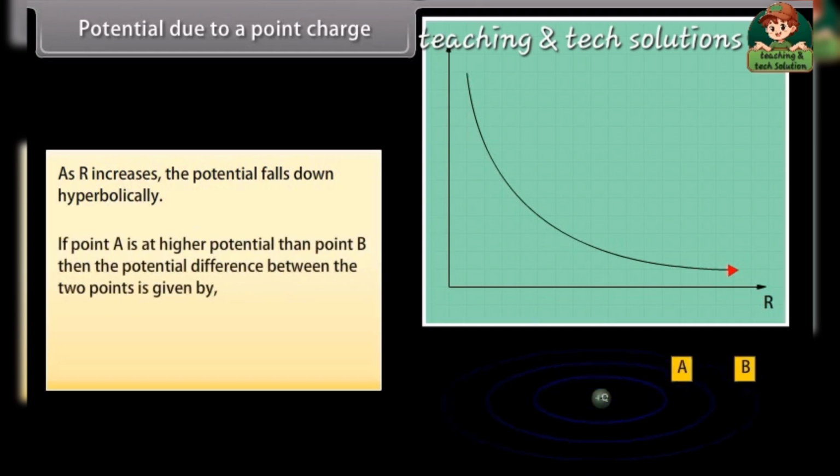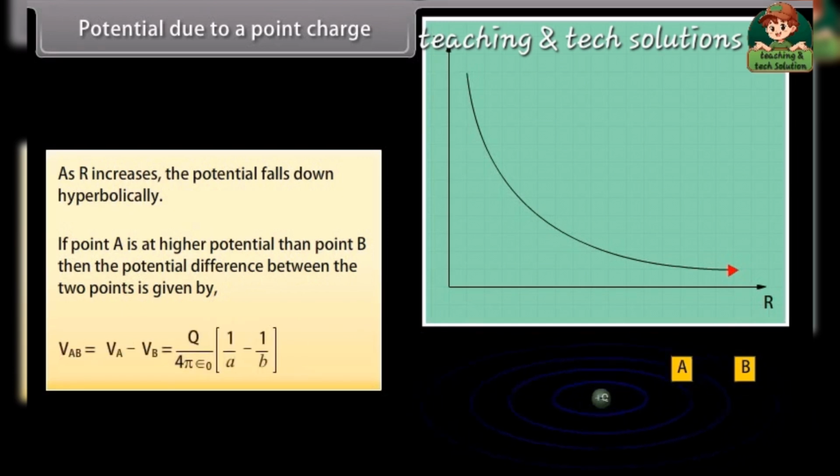If point A is at higher potential than point B, then the potential difference between the 2 points is given by V_AB equals V_A minus V_B. Put the values of V_A and V_B, we get V_AB is equal to Q by 4 pi epsilon naught multiplied by 1 upon a minus 1 upon b.